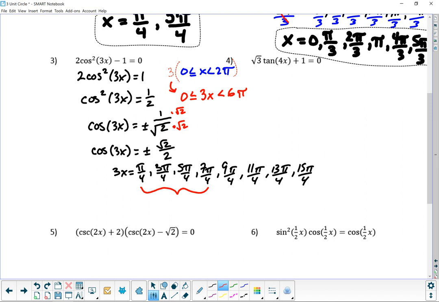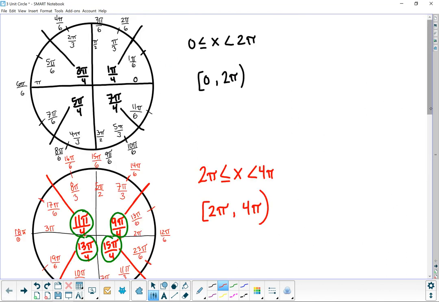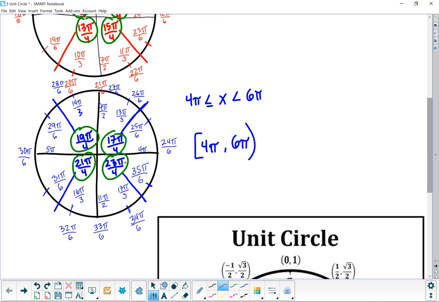This is the first round, round 1. This is the second round, round 2, and then I know I need to keep 17 pi over 4, 19 pi over 4, 21 pi over 4, and 23 pi over 4. This would be round 3. Right? And if I'm looking back, 23 pi over 4 is the last one right here. Okay?